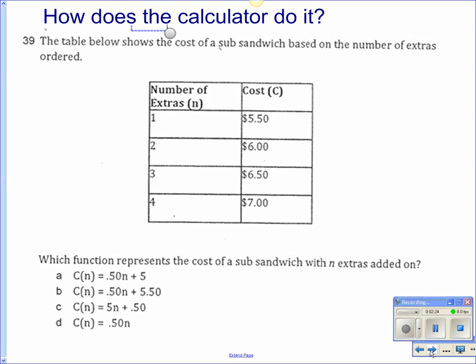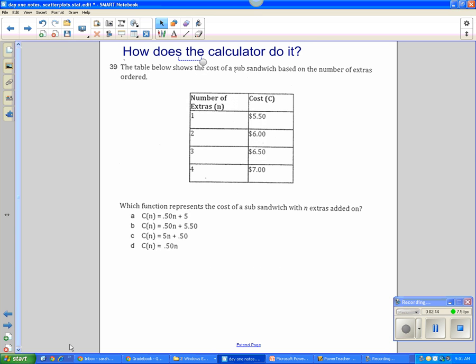Okay. Now we're going to learn how to do it in the calculator. So this says the table below shows the cost of a sub sandwich based on the number of extras ordered. Which function represents the cost of a sub sandwich with n extras added on? We're going to learn how to use the calculator. So go ahead and make sure your calculator's ready to go.